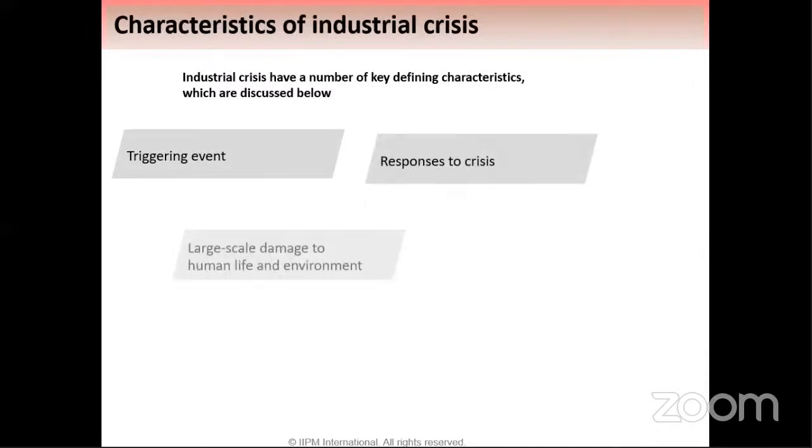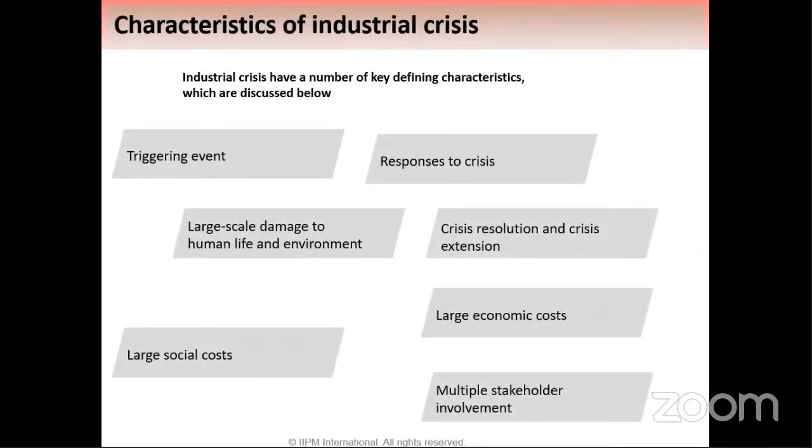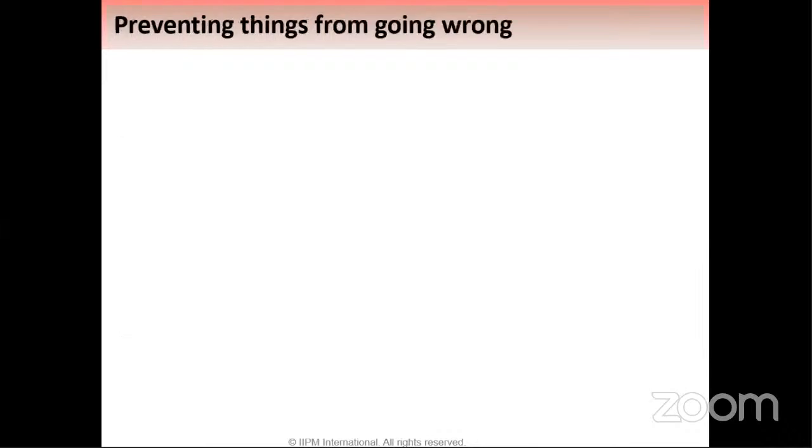So what are the characteristics of industrial crisis? They have a number of key defining characteristics which are discussed below. We have triggering events. We have responses to crisis, large-scale damage to human life and environment, crisis resolution and crisis extension, large social costs, large economic costs, multiple stakeholder involvement.